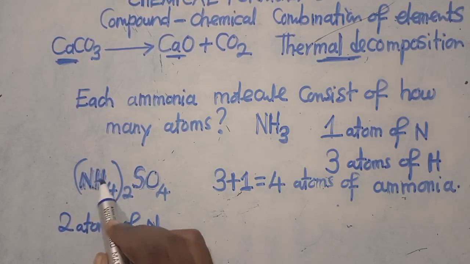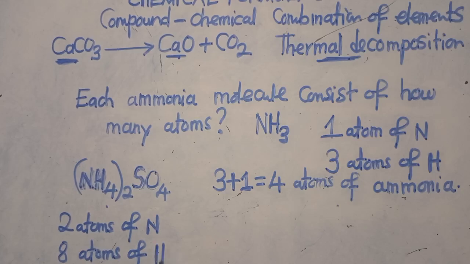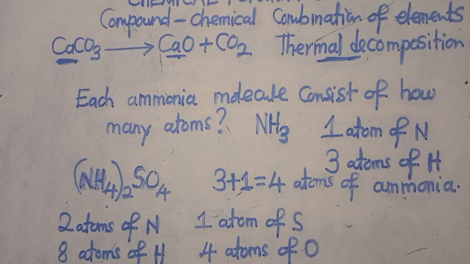We go to hydrogen. This is 4 times 2, that is 8. We've got 8 atoms of hydrogen. We go now to sulfur. We only have 1 atom of sulfur. We now go to oxygen. There are 4, so we say 4 atoms of oxygen. So this is what the concept is all about.